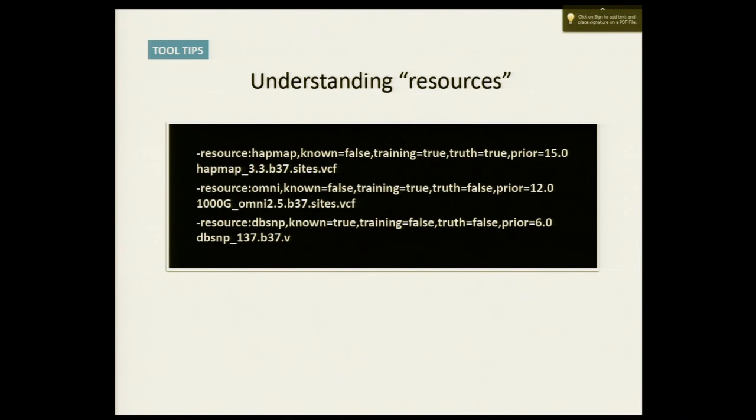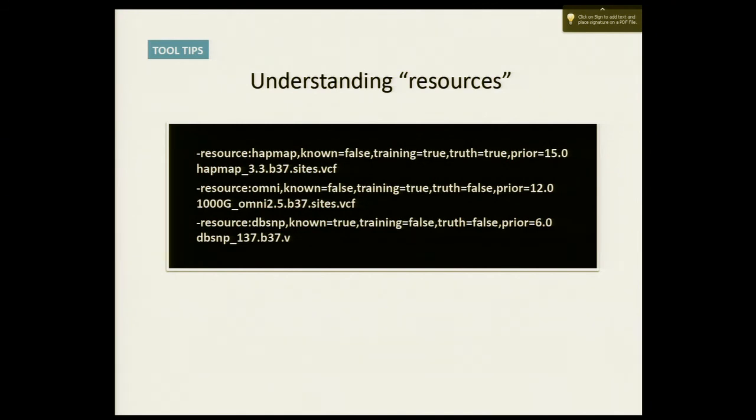What happens here is you're specifying how you want to use that data. There are 3 different tags: known data, training data, and truth data, right? For each of these databases, you're going to say, should I use this as known data, should I use it as training data, or should I use it as truth data? And those mean 3 different things to the algorithm. So let's go through them in order.